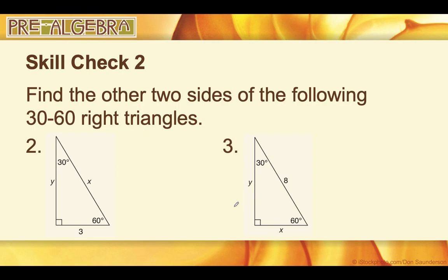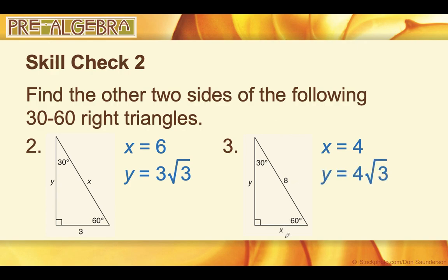Pause the video and figure these out. Okay, number 2, x is 6 because this is the small side. The hypotenuse is going to be 3 times 2. What about y then? Well, 3 times the square root of 3. And number 3, x is 4 because it's the short side, so 8 divided by 2 would give you the small leg, and then 4 root 3 is your y value.